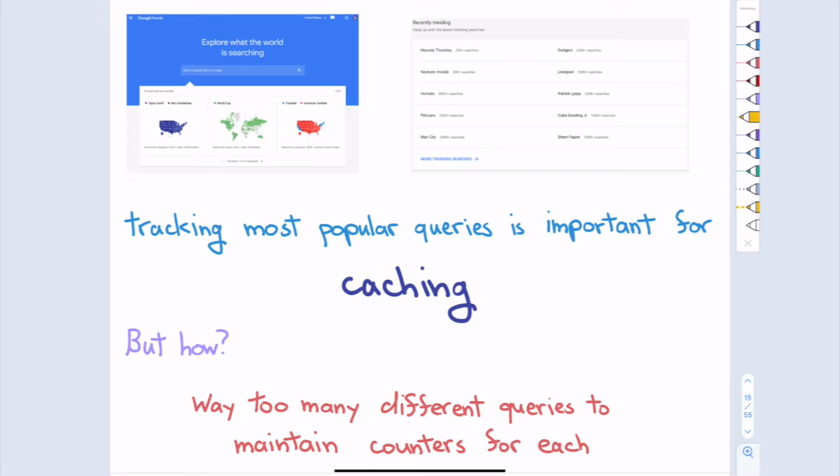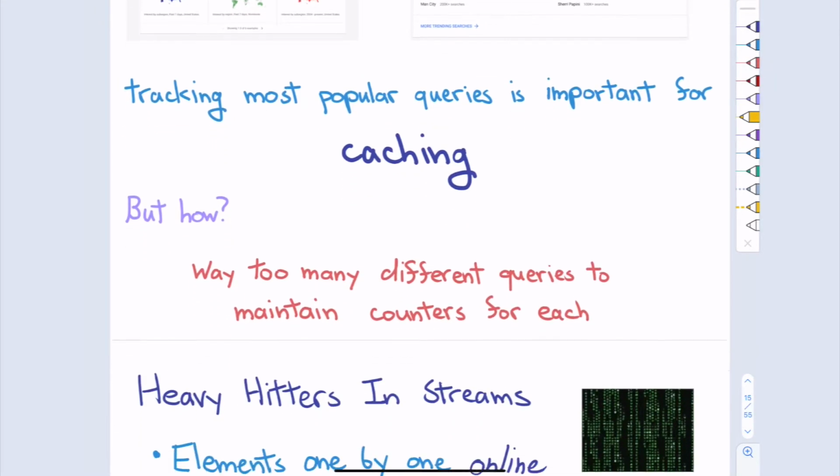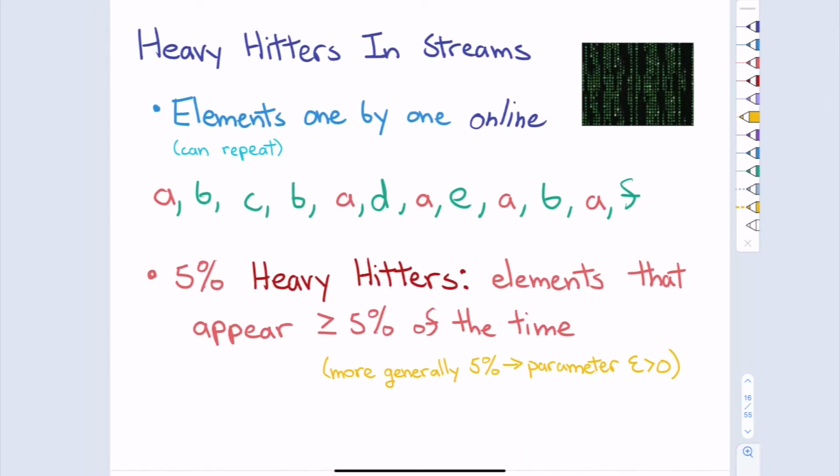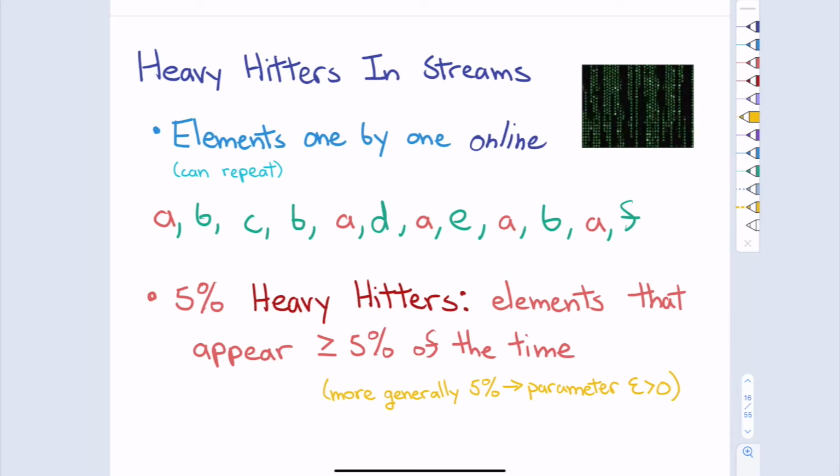You want to maintain a counter for all the important queries, so you can know which are the important queries, and maybe know which ones are more popular than others. But you don't know which ones are the important ones. You don't know which ones to maintain a counter for. So you see this kind of thing. We'll call this the heavy hitters problem.